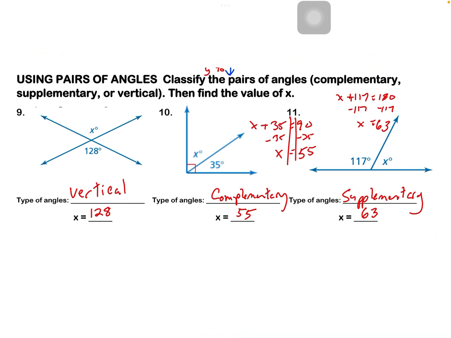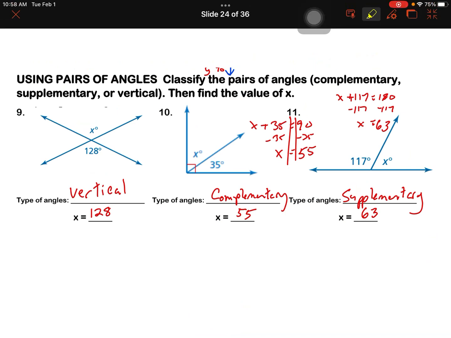All right, and number 9, they are showing you vertical angles because they're opposite of each other, and so they're equal, and so it's 128. This is complementary. They add up to 90 degrees, and so you show the math. X plus 35 equals 90. Subtract 35, you get 55, and then we have our supplementary angles. Now, you're going to subtract 117, and it gives you 63.